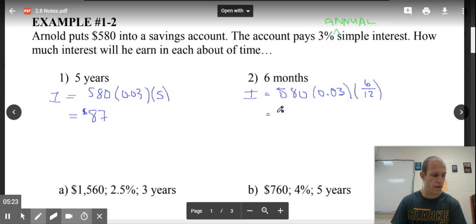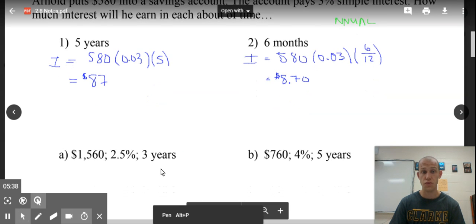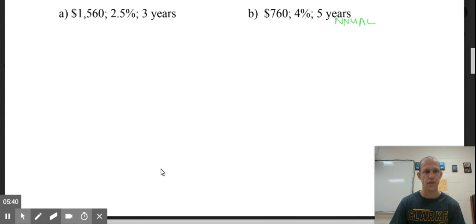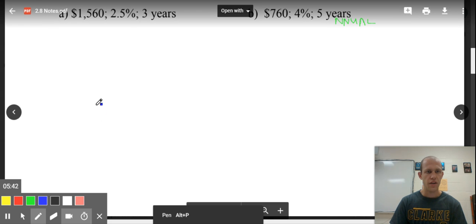So I'll take all that, multiply it together, and I would get out $8.70. So just after 6 months, I would have made $8.70 by putting this into my savings account through this bank, which is really nice. That's a good rate. All right, let's try another one.